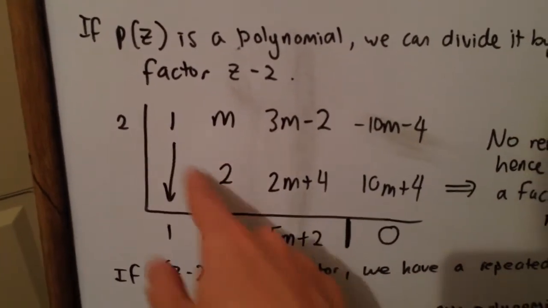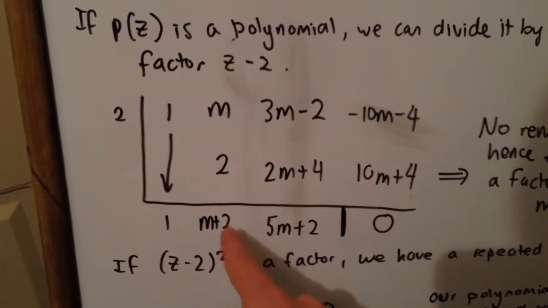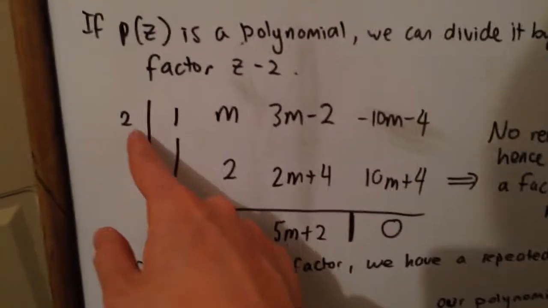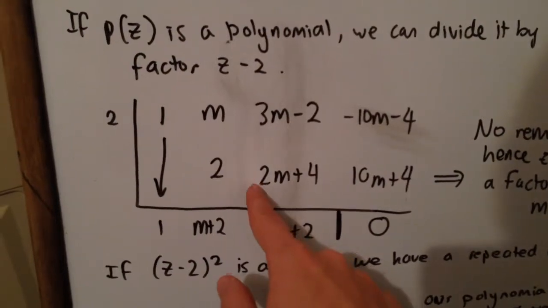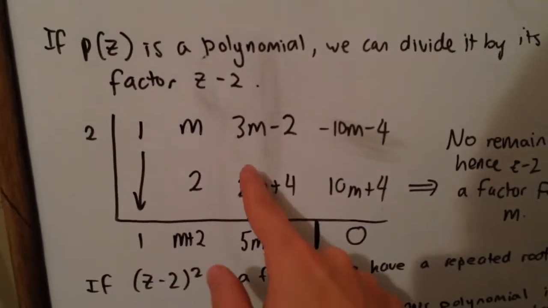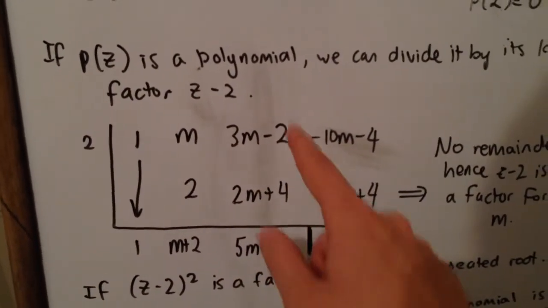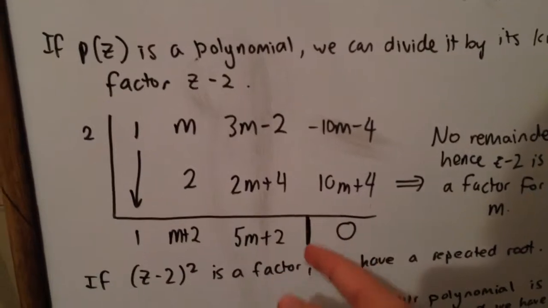That's how I got my 2 there. Then what I do is I add these two, m plus 2. And then, really simple, again I multiply it by 2, and I get 2m plus 4, and I put it in here. So this row gets filled in as I complete the synthetic division. Then I add these two together, 3m plus 2m, 5m, 4 take 2, it's obviously positive 2.